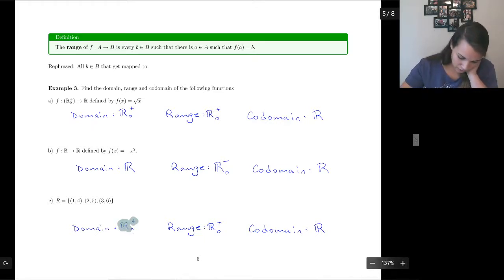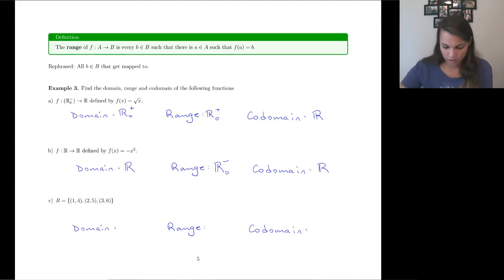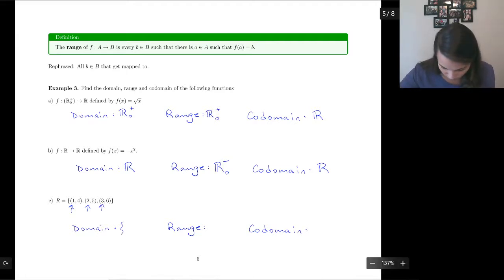Then last one, I didn't tell you what sets this was going in between, but that's actually not going to stop us from figuring out most of these answers. So we've got 1, 2, and 3 is what is sitting in the first position. That's our input. Got 1, 2, and 3. And then our range is the output. So 4, 5, 6.